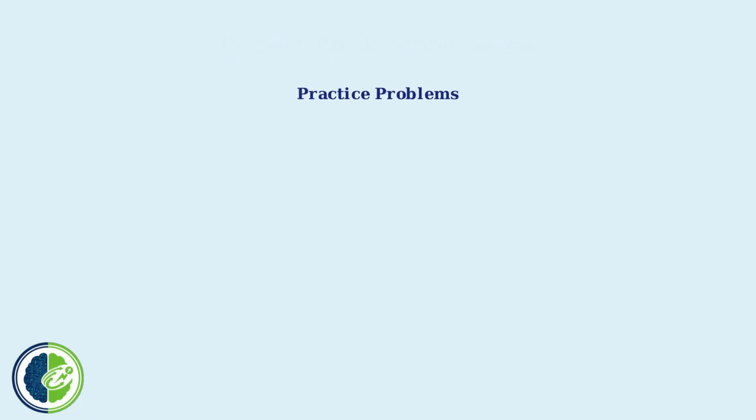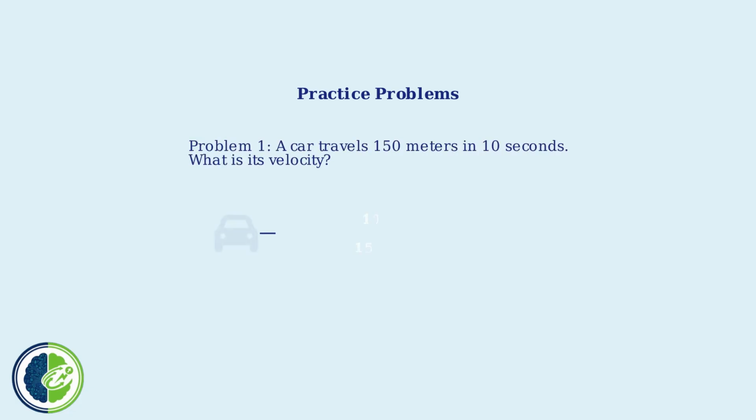Here are 3 practice problems for you to solve. Try to work through each one before I show you the solution. Problem 1. A car travels 150 meters in 10 seconds. What is its velocity? Take a moment to calculate this yourself. The solution is velocity equals distance divided by time. So 150 meters divided by 10 seconds equals 15 meters per second.